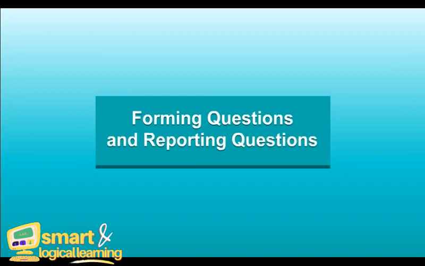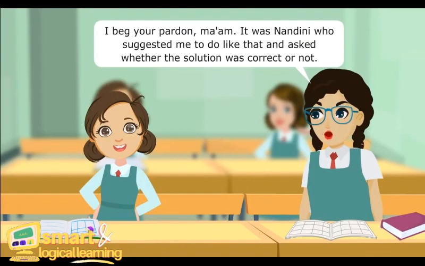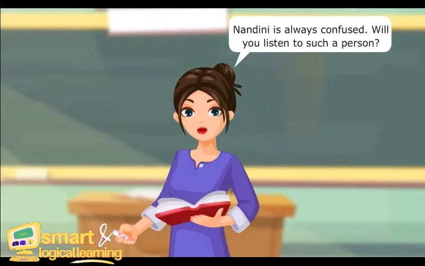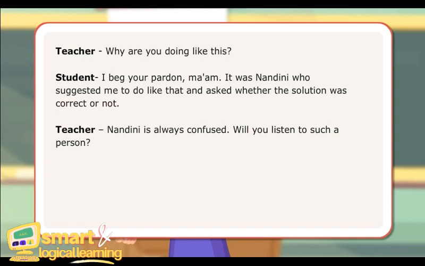Forming questions and reporting questions. Why are you doing like this? I beg your pardon, ma'am. It was Nandini who suggested me to do like that and asked whether the solution was correct or not. Nandini is always confused. Will you listen to such a person? In the conversation, the teacher asked some questions to her student, and in reply, the student has also reported the questions of another student to the teacher.